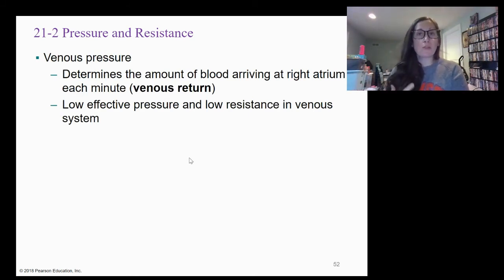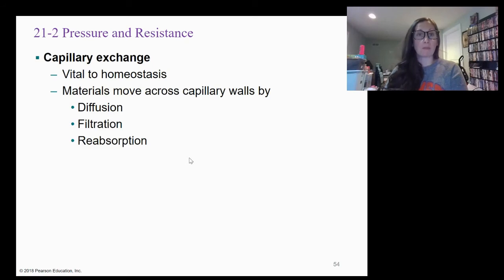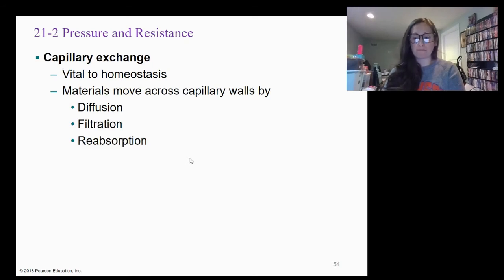On the flip side, you also do have a venous pressure, part of that venous return system. It's very low resistance, again, due to that very large lumen, and it's very low pressure, but it is still there. We do need some type of pressure to move the blood throughout our body, okay?